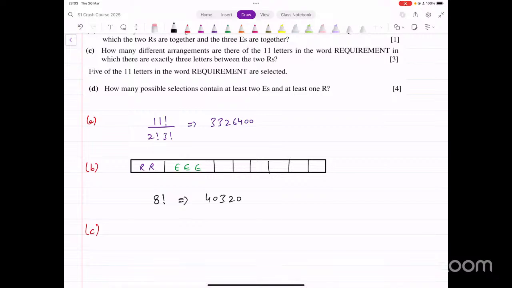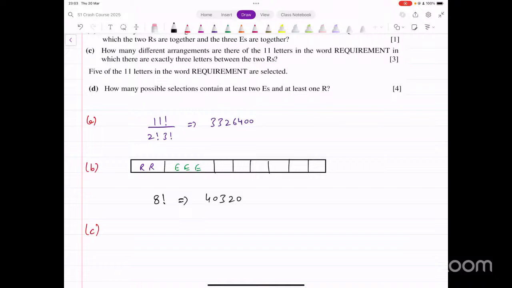40320. All right. That's the number that we get from this. Okay. All right. Let's look at part C now. It says, how many different arrangements are there of the 11 letters in the word requirement in which there are exactly 3 letters between the 2 R's?